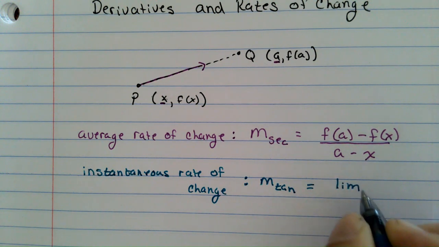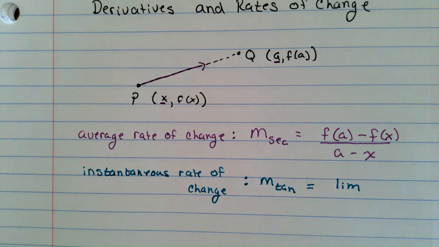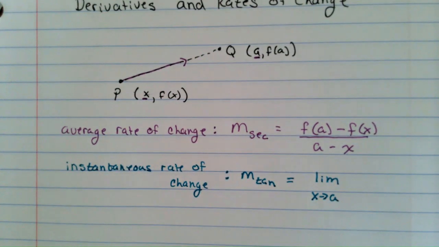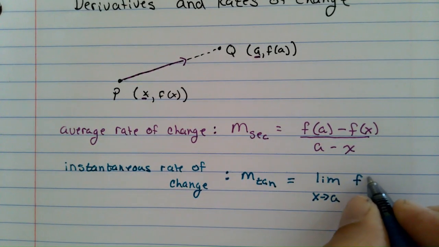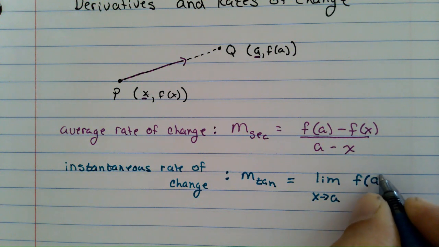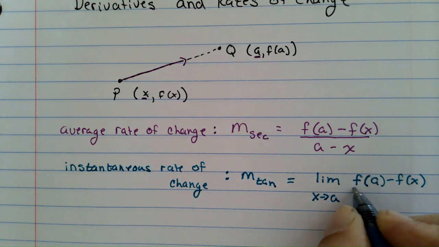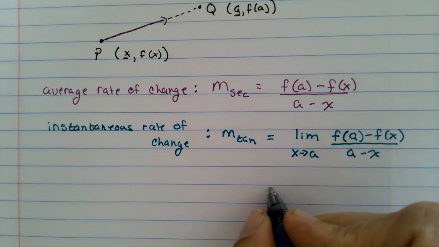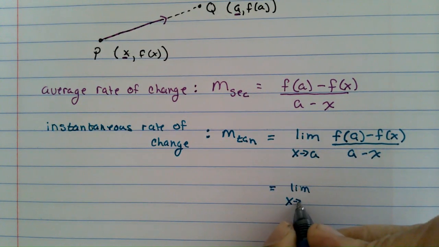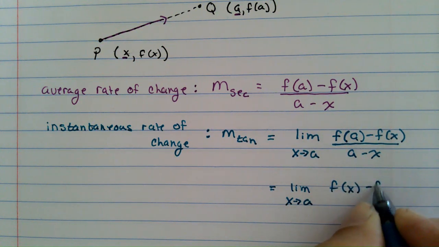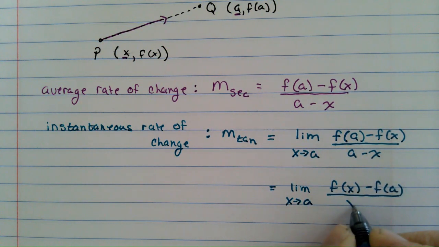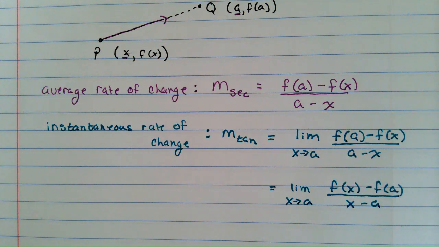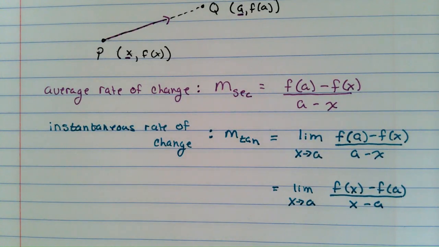So a has to get closer to x, or x has to get closer to a, right? So this would be a limit as x approaches a, or they approach each other, right? However you're looking at it, of f of a minus f of x over a minus x. You could also do the limit as x approaches a of f of x minus f of a over x minus a. They're going to get the same result because a positive divided by a positive or a negative divided by a negative, however that works. Okay.